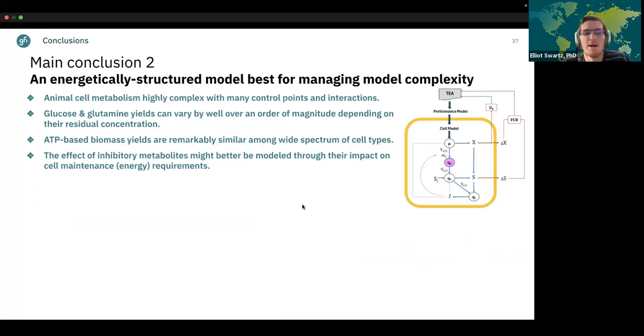Another main conclusion of the report is that this energetically structured model could be best for managing complexity. We know that metabolism is very complex. There's a lot of control points and interactions. The yields can vary by over a magnitude, as we discussed. However, ATP-based yields are remarkably similar amongst cell types, and this points to ATP being an internal unifying currency that might be useful to model on. And so this can also perhaps help us understand and control the effects of inhibitory metabolites as well, based on their impact on cell maintenance or energy requirements.